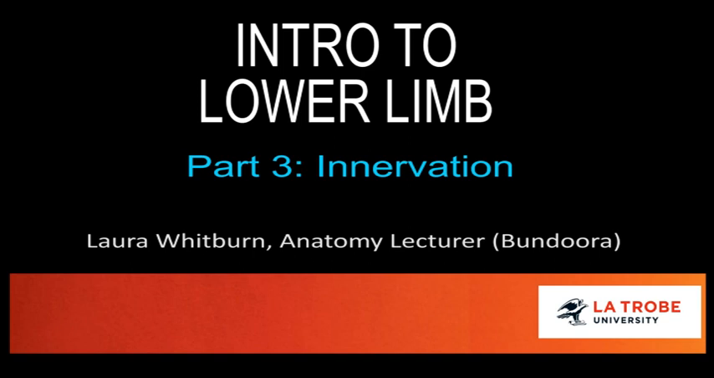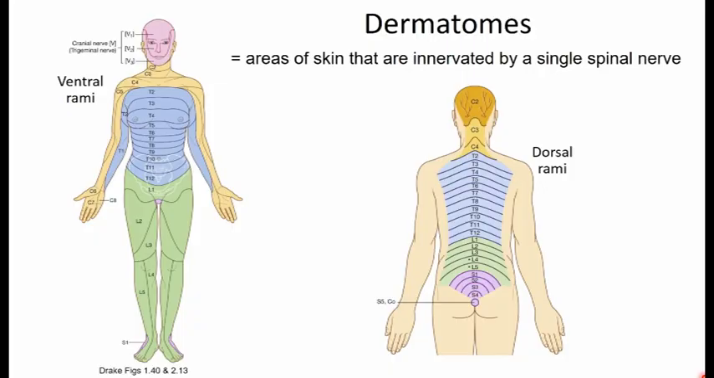In this video, we're going to talk about the innervation of the lower limb. This is going to involve a discussion of the dermatomes and the myotomes. Just as a reminder, dermatomes are areas of skin that are innervated by a single spinal nerve.